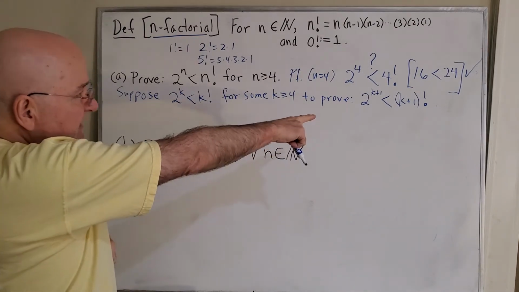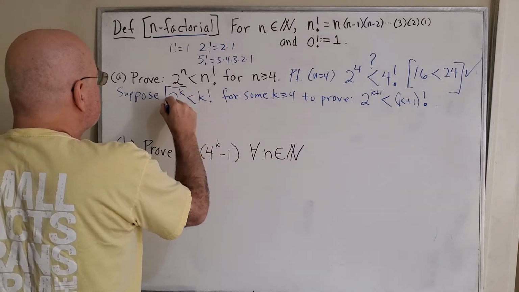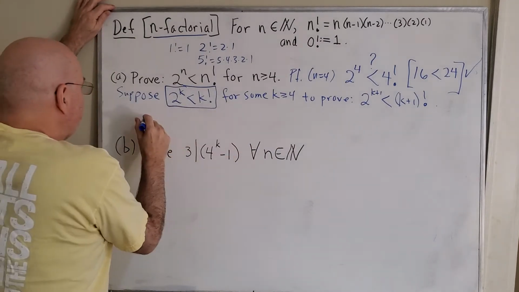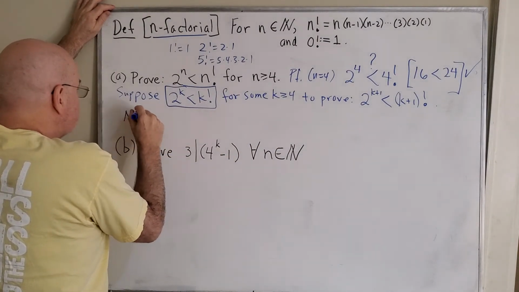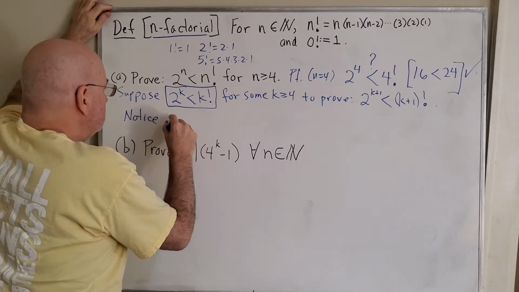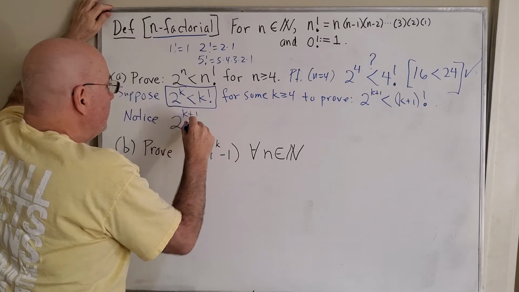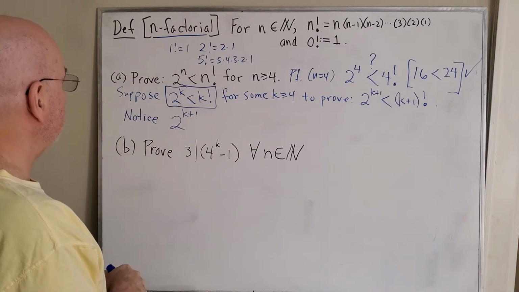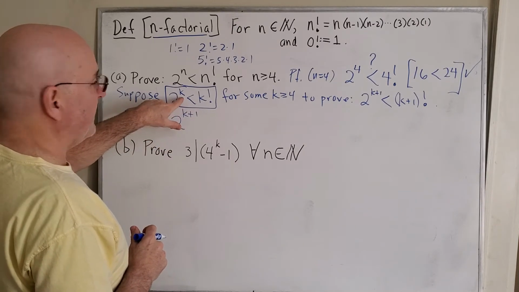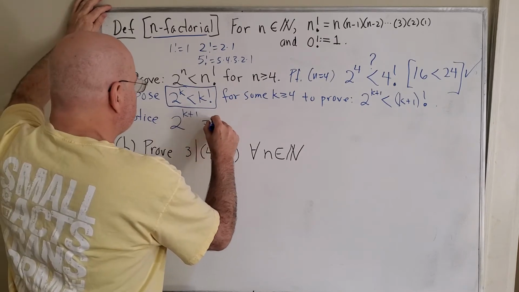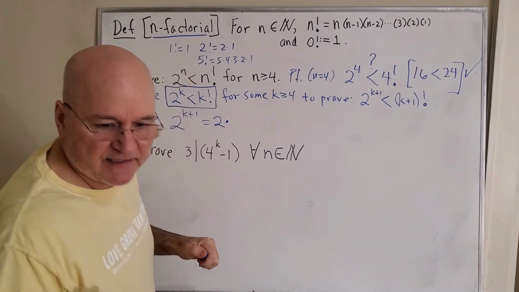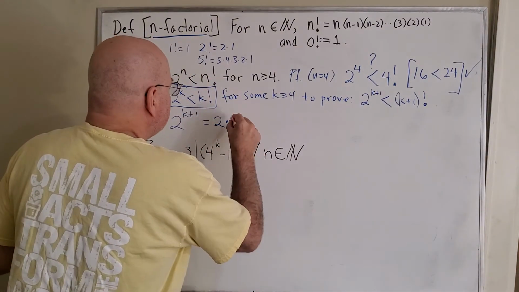All right, well, we need to prove this. We're assuming this is true for some k to prove that that's true. So let's just start off by, notice, or some word like that. 2 to the k plus 1. I'm not ready to go there yet. But what is 2 to the k plus 1 equal to? I need to make it look like this. I need a 2 to the k out of that. So I'm going to say it's equal to 2 times 2 to the k. And I'm going to write that in a different color. You'll see why in a second.